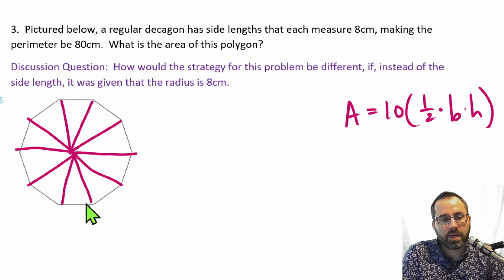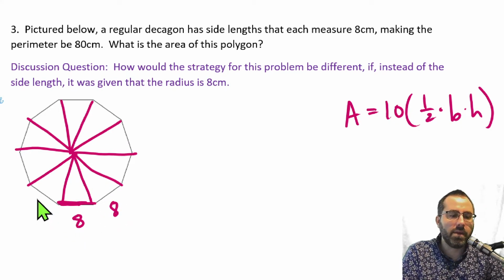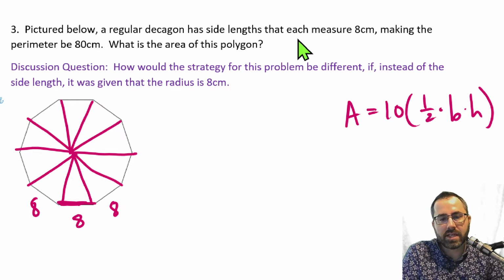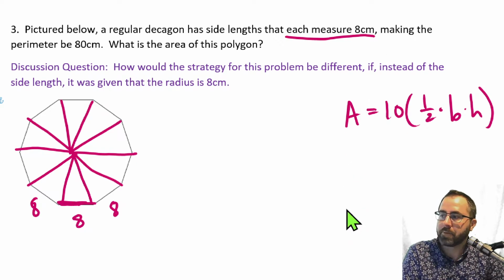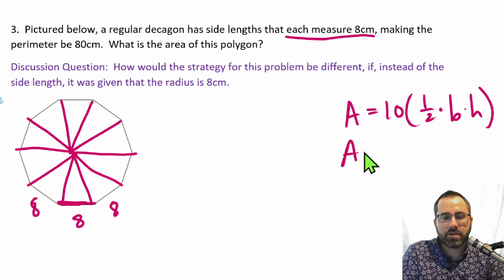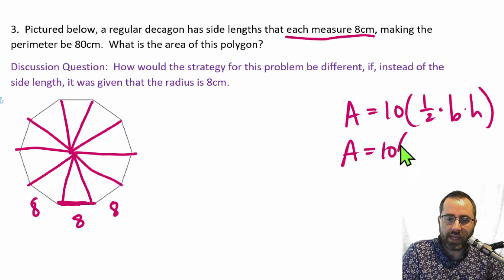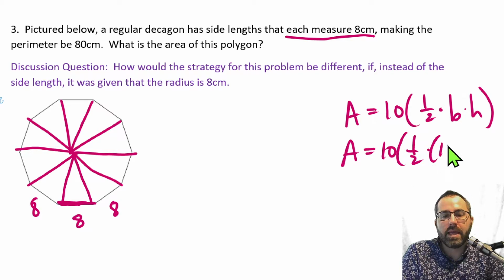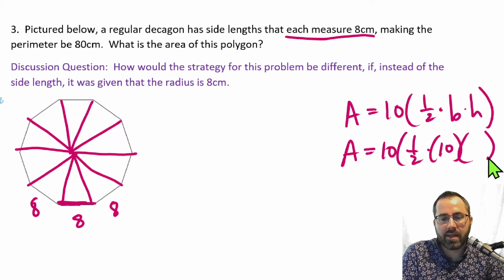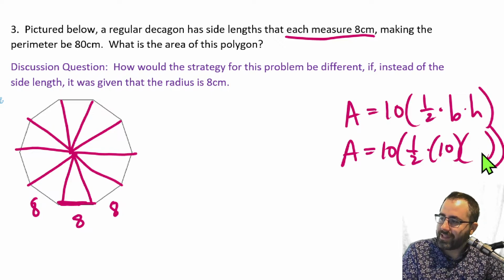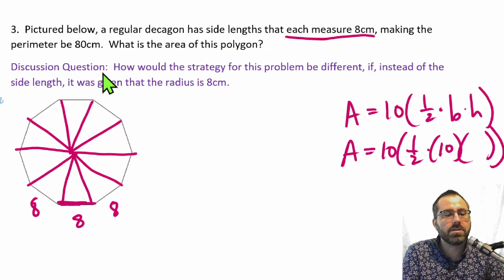Well, of course, right here is the base. And I hope it's really clear to you that the base is 8 because all the sides are 8, because that was just given to us in the problem. Each side measures 8 centimeters. Okay, so we could actually even start to do this work. 10 triangles, 1/2 base times height. The base length is 8. But of course, what's unknown is this height right here. What is that height? Well, let's solve for it right now.